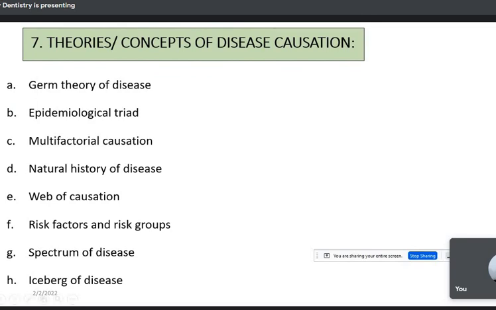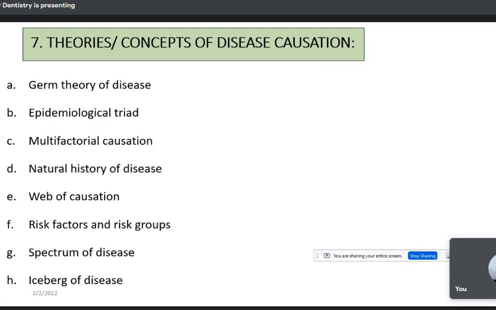So now we come to another topic, that is the concept of disease causation. Again, there is a lot of confusion over here. You will be asked the question on the concept of health. When you are asked the changing concept of health, you have to answer biomedical concept, ecological concept, psychosocial concept, and holistic concept. You have to answer it that way.